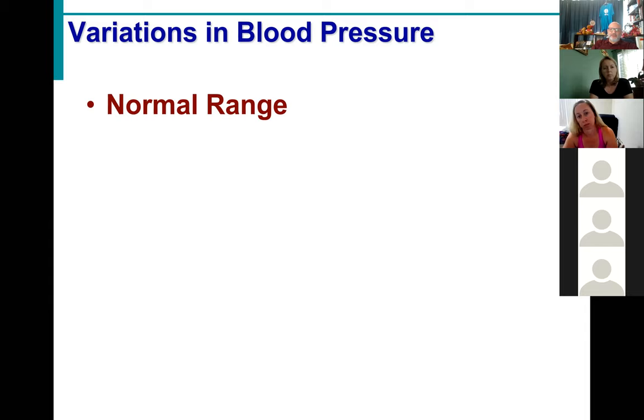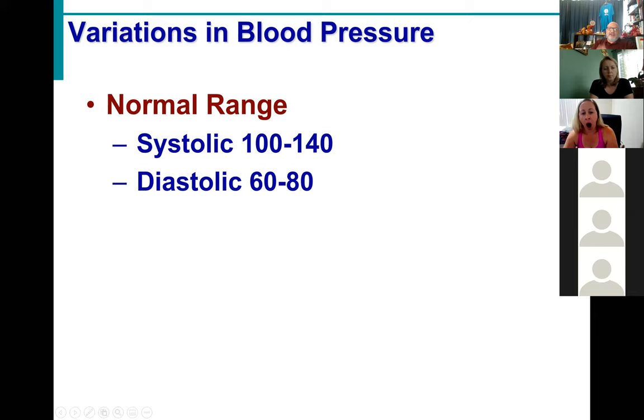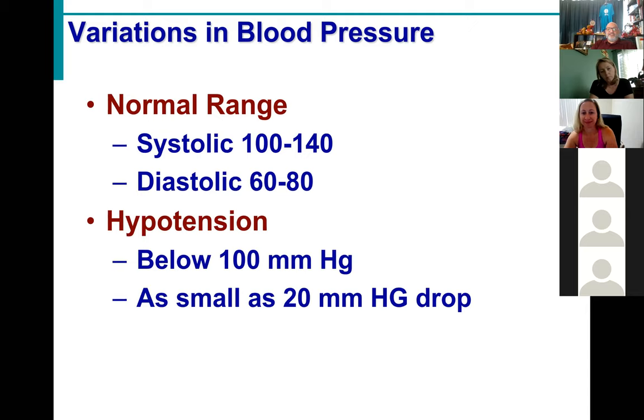But typically the normal range is considered with a systolic between 100 and 140 and a diastolic between 60 and 80. Hypotension is typically considered a systolic below 100, but even that can be tricky. Even a small drop in blood pressure of as little as 20 millimeters of mercury can cause hypotension, right?